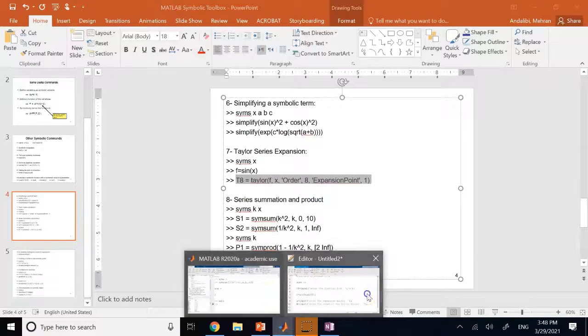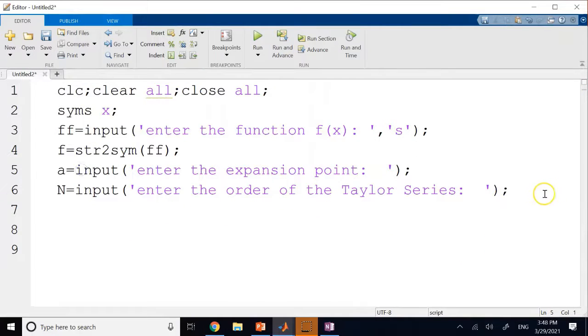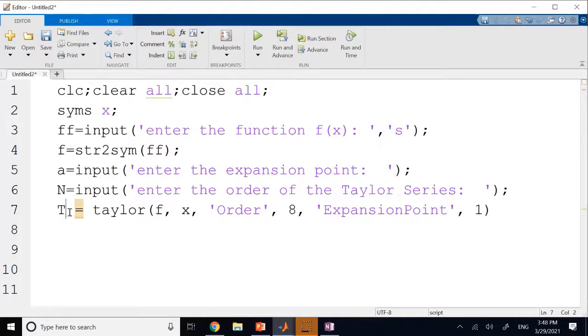And shoot it out. So now you say the Taylor series is equal to what? Taylor of F with respect to X. Order is going to be N. And the expansion point is going to be A. And then you're going to show it.